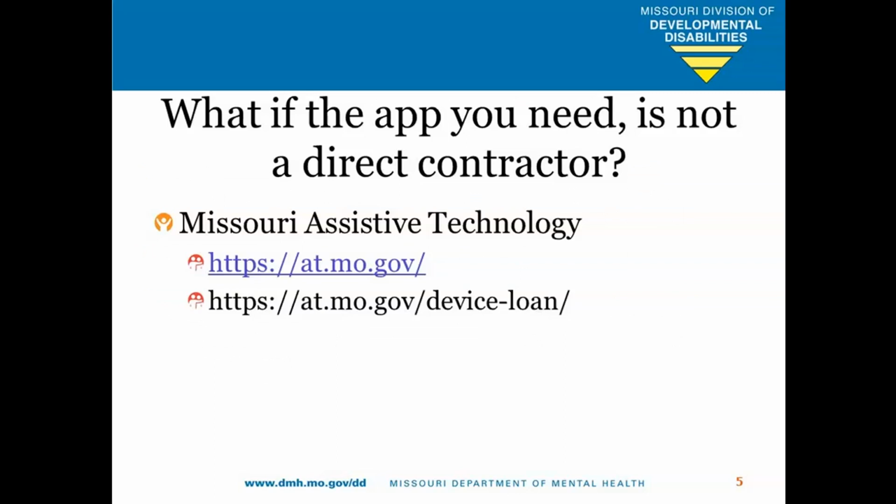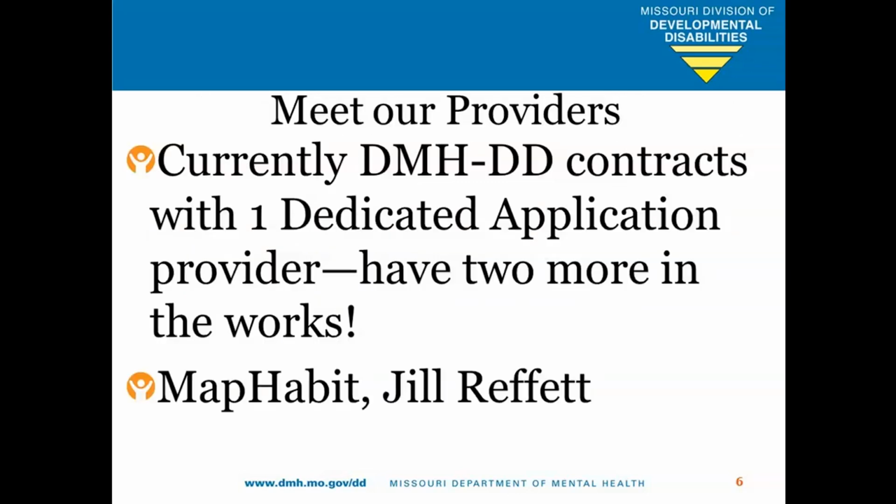So what if you find a dedicated application and we don't have a contractor for it? Well, we have support through Missouri Assistive Technology, and you can find them at at.mo.gov, and you can try out different applications. If you're working with a contracted provider, you can also utilize their device loan program and get an iPad preloaded with some applications that you think might be helpful to increase your independence or skill set that you need in your daily life. Then you can try them out, and then you can purchase them through Missouri Assistive Technology, and the device too, if you need it.